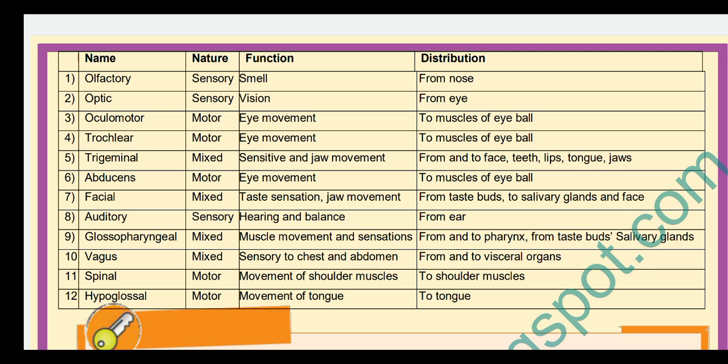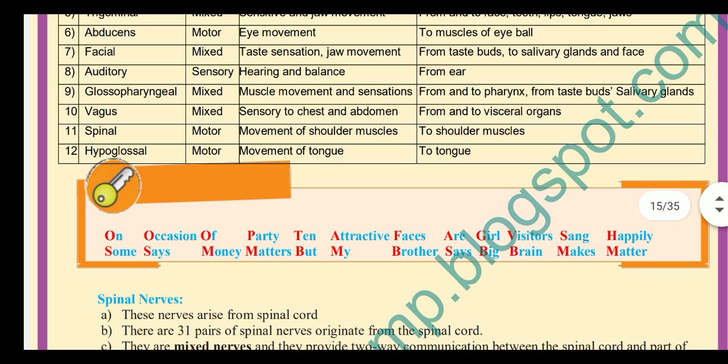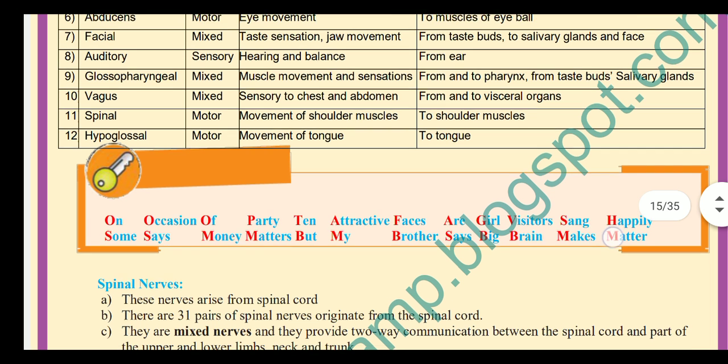Glossopharyngeal, that is the muscular movement and sensation from our throat. Vagus, that is chest and abdomen. And spinal accessory, that is shoulder muscles. Hypoglossal, that is the movement of the tongue. So according to their distribution, their function is also easy to understand. And here one of the keys is given, that you can check.